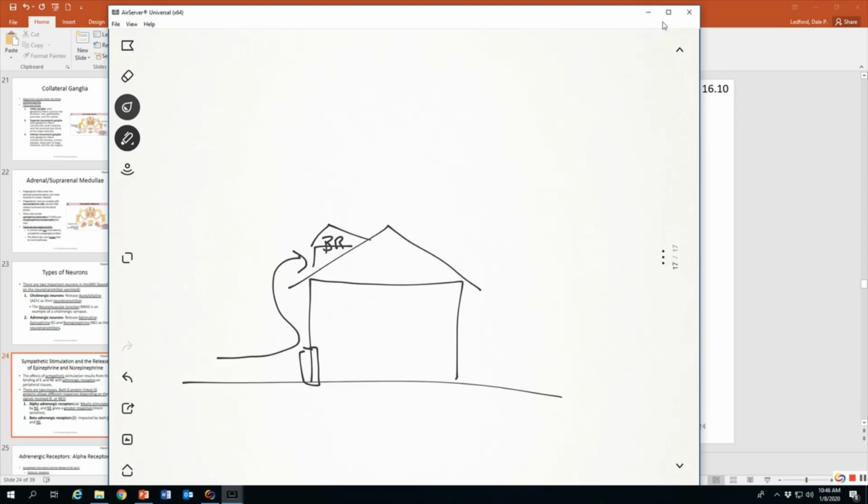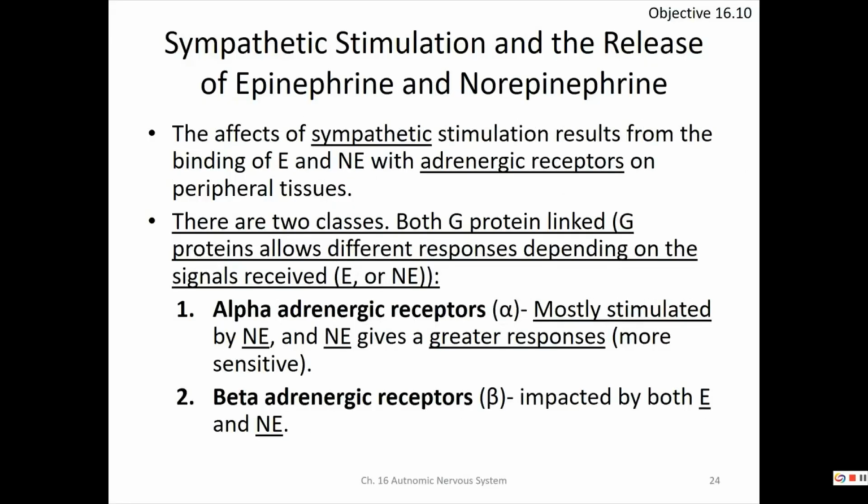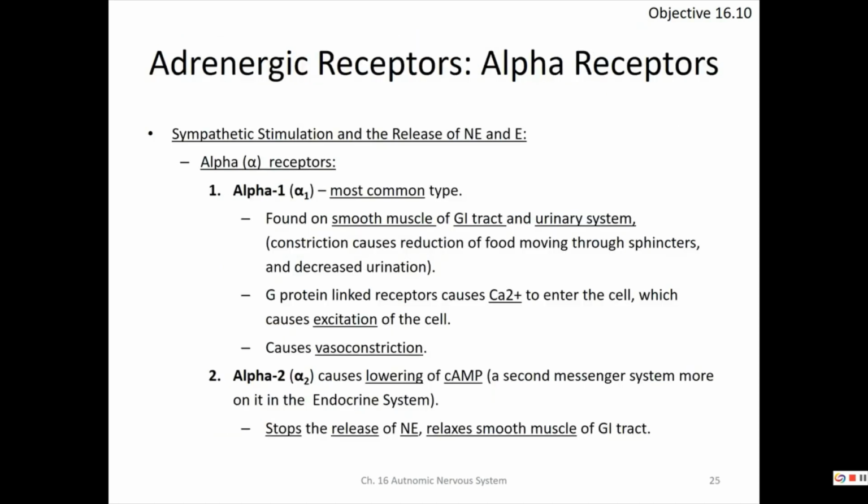And that's what G proteins are like: your little brother, little sister, who you've snuck out of the house to go to a concert. You want to climb up and sneak in your bedroom window, and little brother, little sister is the one responsible to let you in. That's what a G protein is like. They allow different responses depending on the signal.